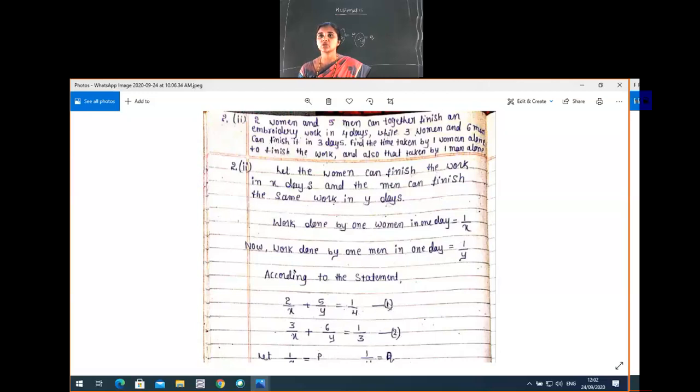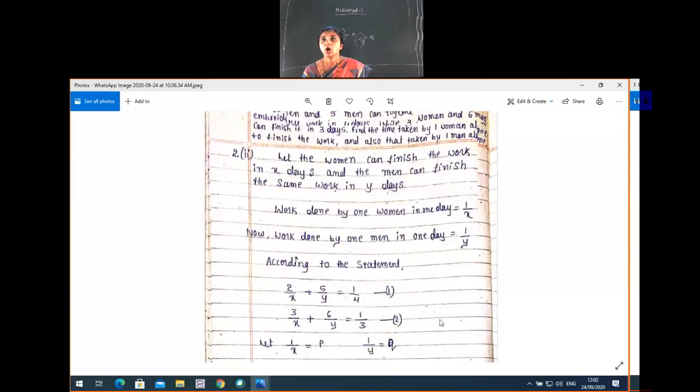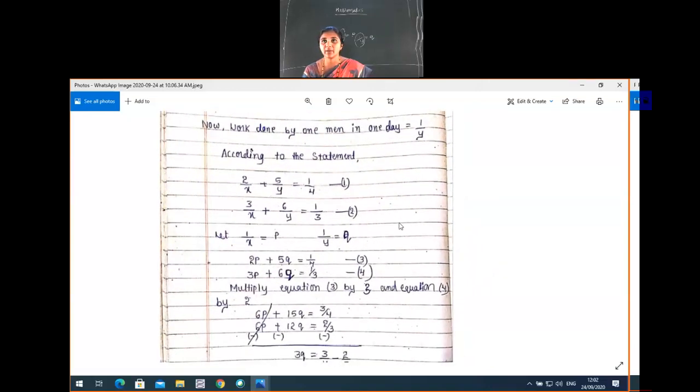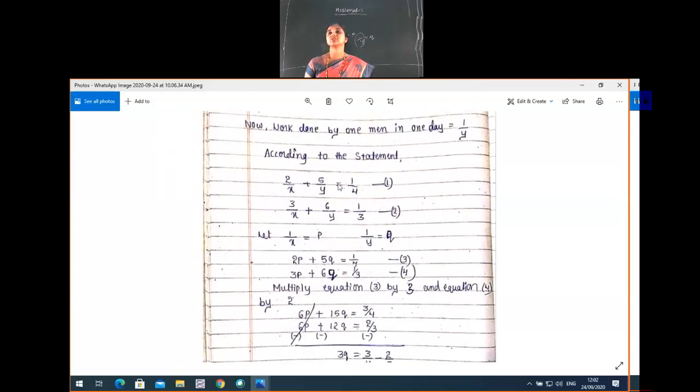This is equation 1. And for the second statement, 3 women and 6 men, that is 3 by X plus 6 by Y, which is equal to 1 divided by 3, since they take 3 days. So we have equation 1 and equation 2. Now these are not a pair of linear equations in two variables, so we have to apply the reducing method.